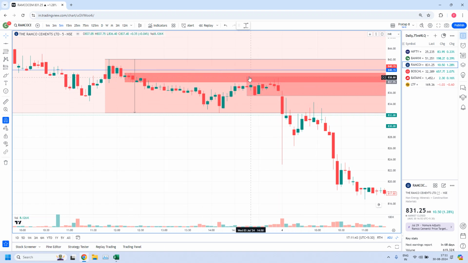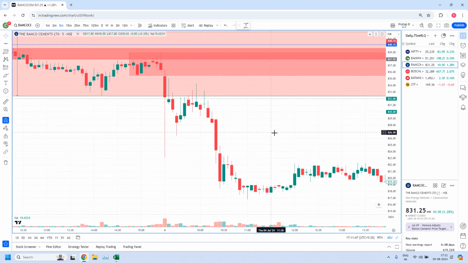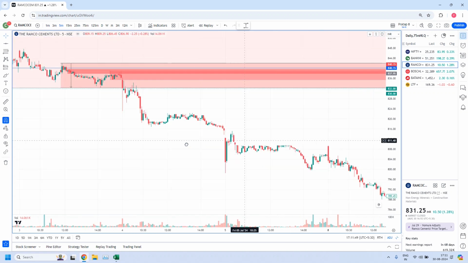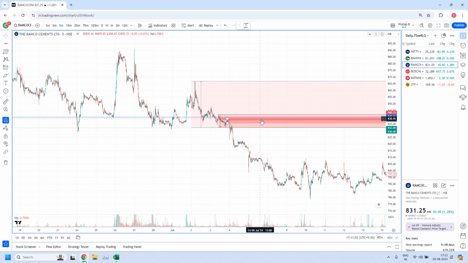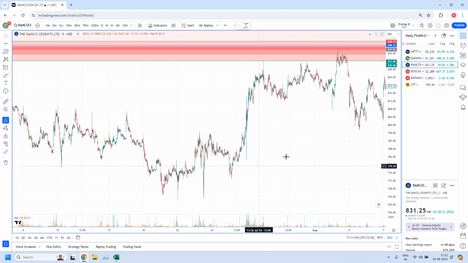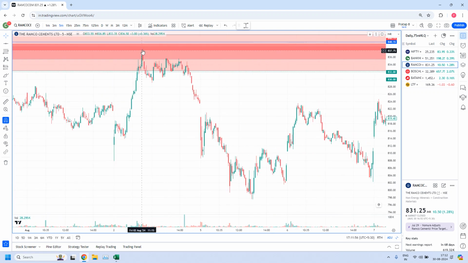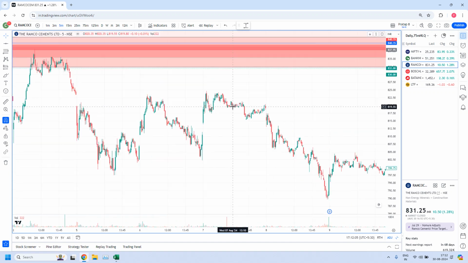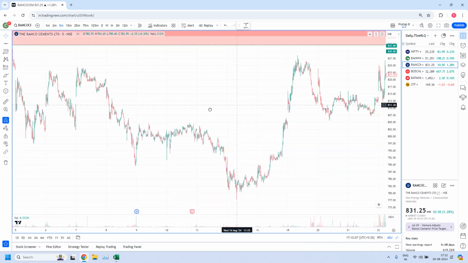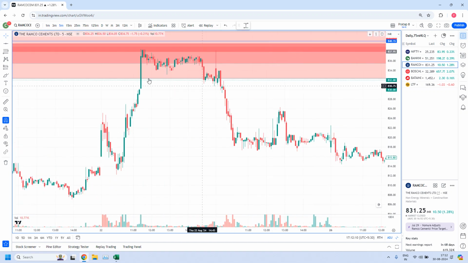See, earlier, forget about the 15-minute zone. This zone is tested here, again tested here, and after that it has given several opportunities. Let me show you. Again it picked up the orders, and see the push, where this is the origin for this entire 15-minute zone. Again it picked up the orders and came down. And see here, again it picked up the orders from this fine-tuned 5-minute zone, and again came down.